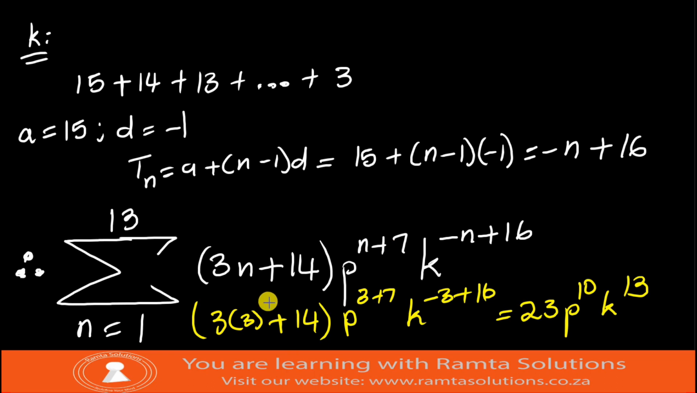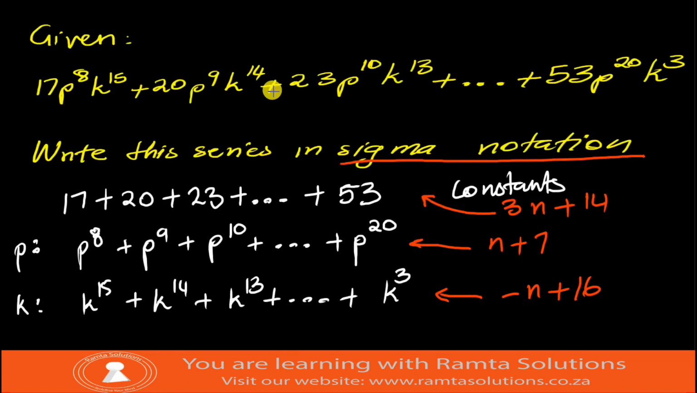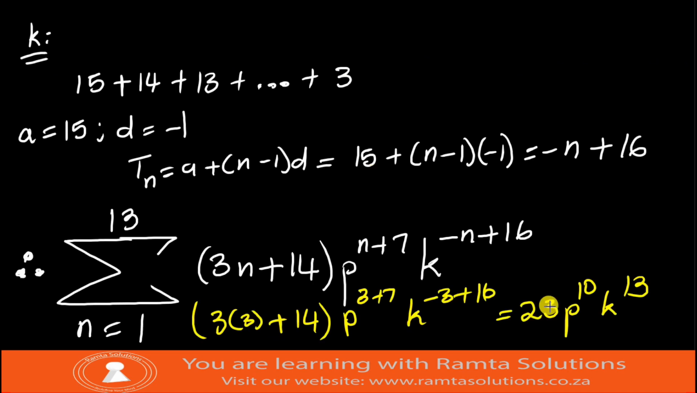So please go check the third term on the series. Here it is. Can you see that? This is the third term on the series. Indeed, it is what we got. So this means our sigma notation is correct. You can choose whichever term you want to prove your sigma notation with.